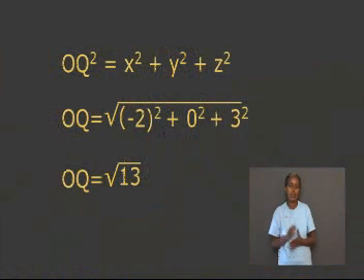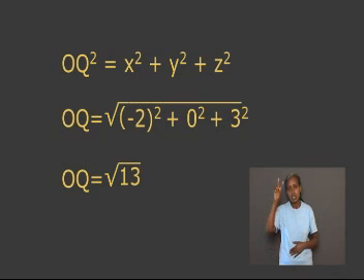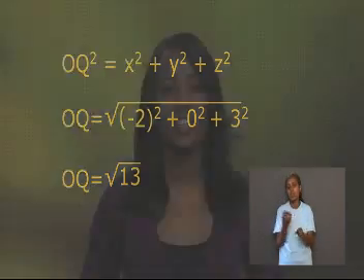Welcome back, students. I hope you did not have too much trouble solving this problem. We are trying to find the length of the line OQ. Therefore, the square of OQ is equal to the sum of the squares of the three coordinates. As the sum of the squares equals 13, then the length of line OQ must be equal to the square root of 13. If that was your answer, good work, students.